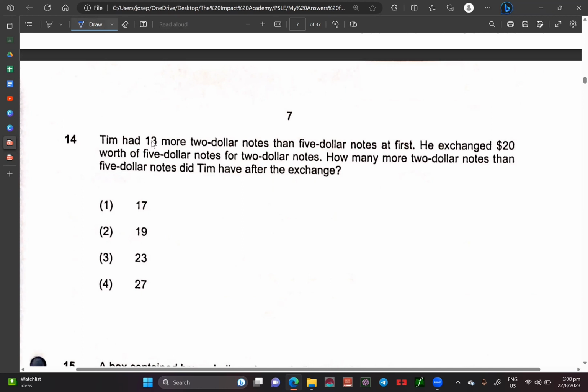Now, in question number 14, it says that Tim had 13 more $2 notes than $5 notes at first. So that is my how many. That is basically my number of notes.